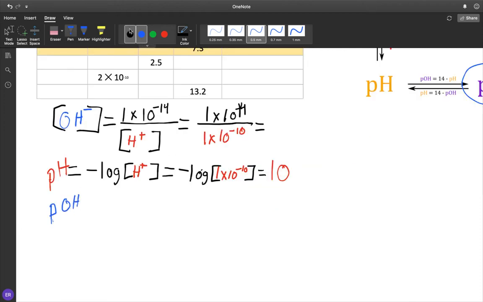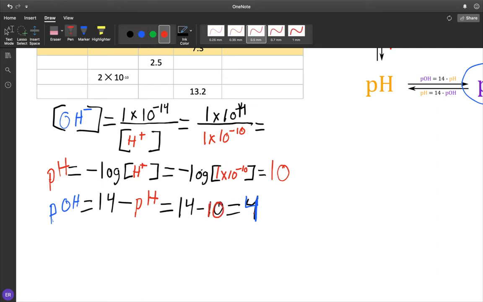So pOH, we are going to take 14 minus our pH. Because we've already found our pH, which is 10, we're just going to take 14 minus 10. And that's going to equal 4. So our pOH is 4. And again, that's because our pH we found is 10.